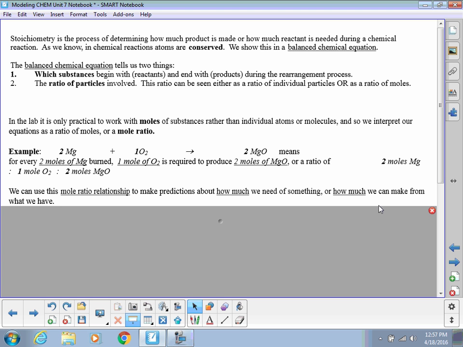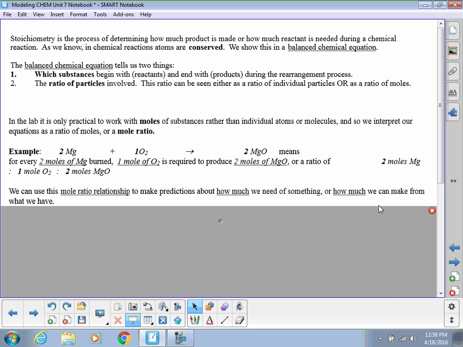Stoichiometry is the process of determining how much product is made or how much reactant is needed during a chemical reaction. As we know, in a chemical reaction, atoms are conserved. So the total mass must be conserved, and we show that with a balanced chemical equation. A balanced chemical equation tells us 2 things: what we begin with and what we end up with, and then also the ratio of particles involved. This ratio can be seen either as a ratio of individual particles or as a ratio of moles.